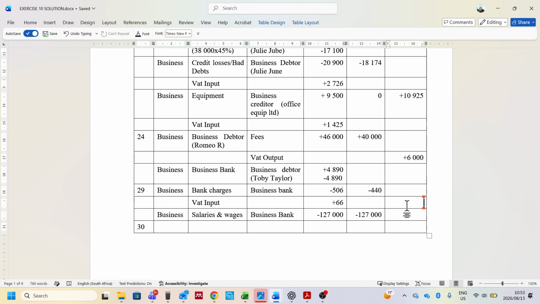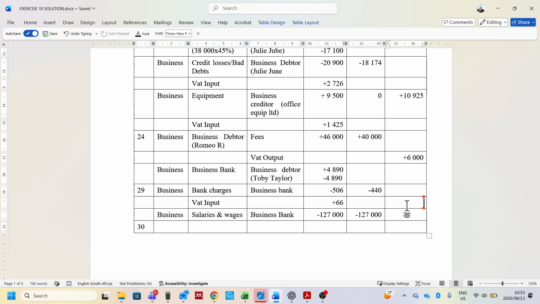Because in our case, we are told that all amounts are including VAT unless stated otherwise. So if this was not including VAT, it would say bank charges excluding VAT. Then you would have to add VAT on top of the amount. So that's why you have the VAT input. So the bank offered a service. When they offer a service, they are registered as a VAT vendor, so they will charge you VAT.